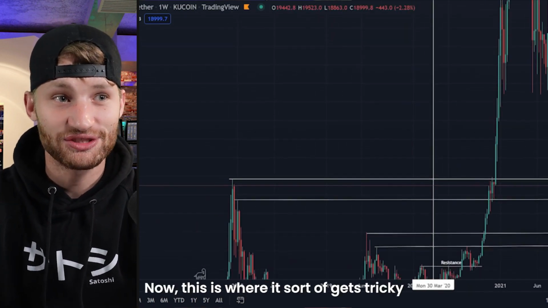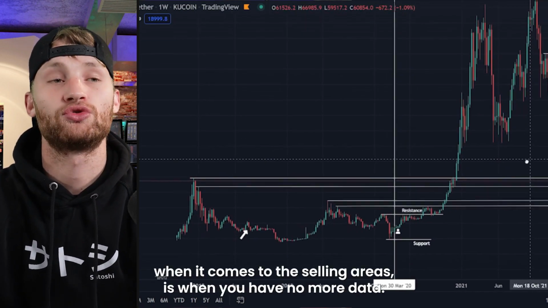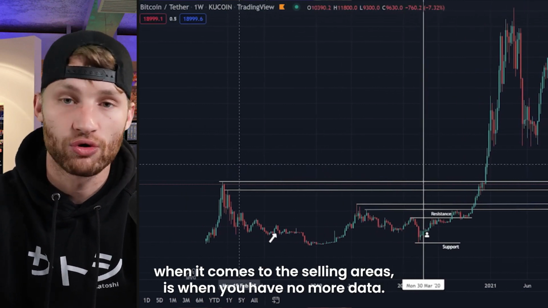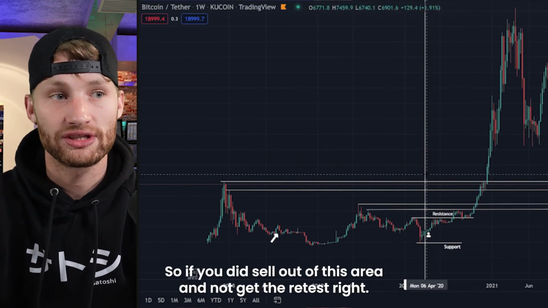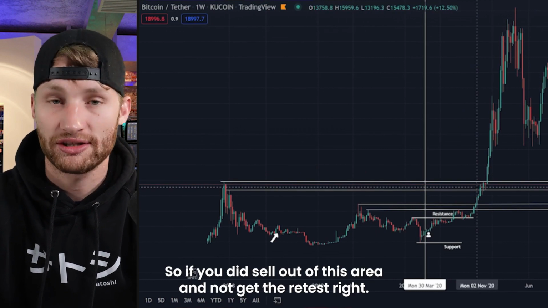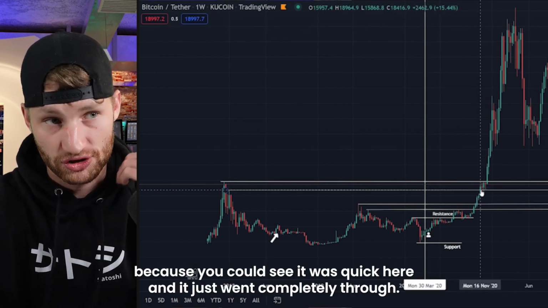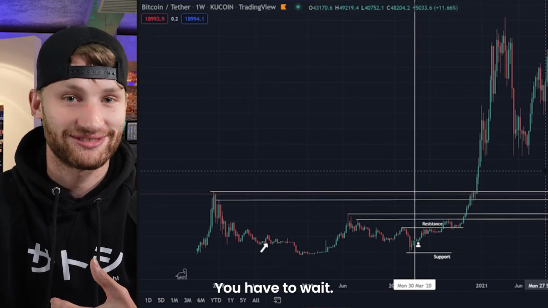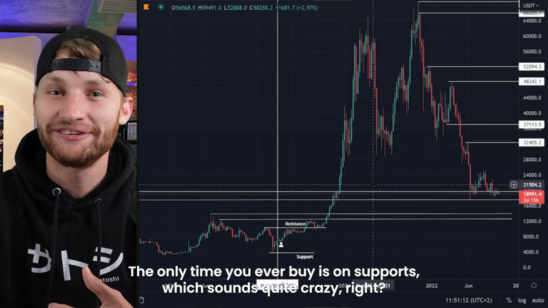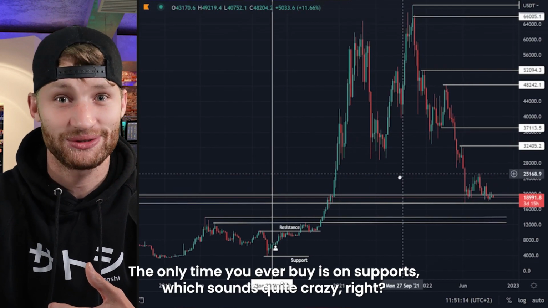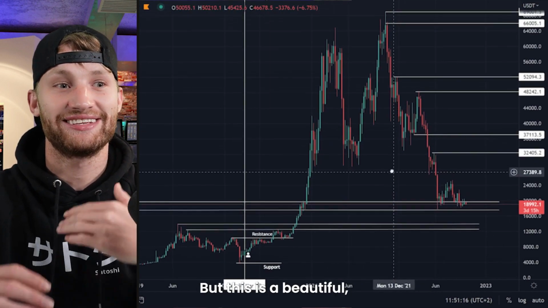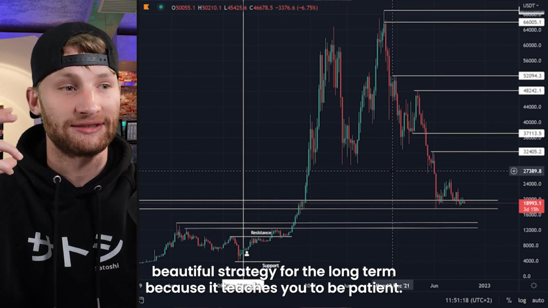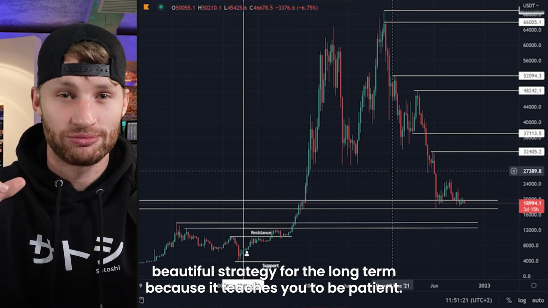Now, this is where it sort of gets tricky when it comes to the selling areas, is when you have no more data. So if you did sell out of this area and not get the retest, right? Because you could see it was quick here and it just went completely through. You have to wait. You're not allowed to buy. The only time you ever buy is on support, which sounds quite crazy, right? But this is a beautiful, beautiful strategy for the long term because it teaches you to be patient.